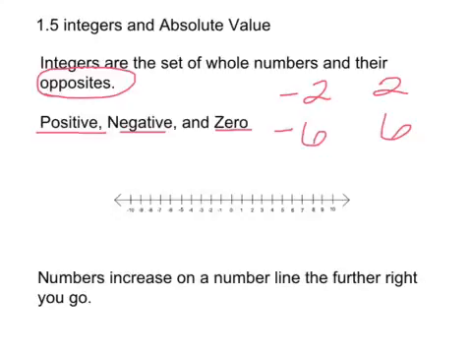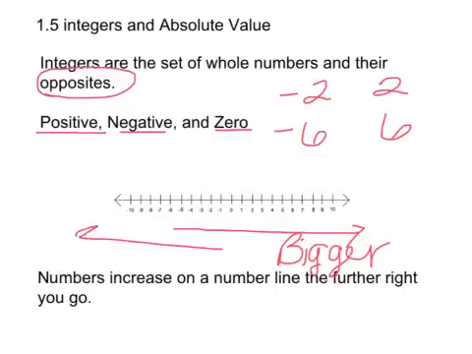I wanted to take a look at the number line here, and I know it's kind of small to see, but just remember that numbers increase on the number line the further you go right. So the further you go right, the bigger the number gets, and the further you go left, the smaller the number gets.